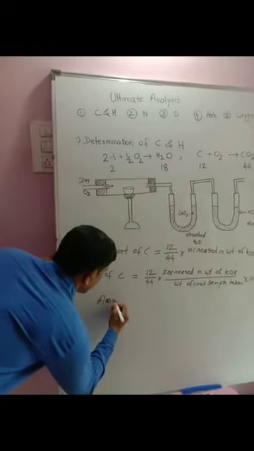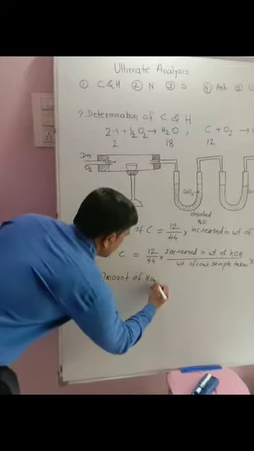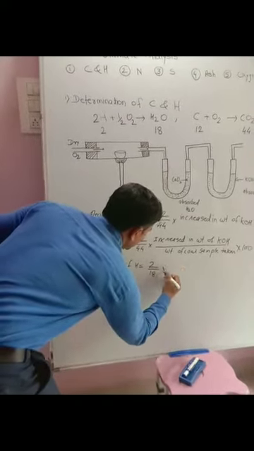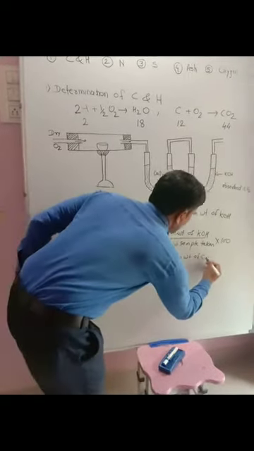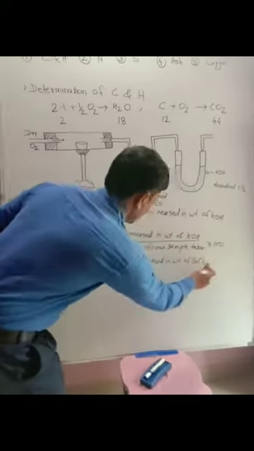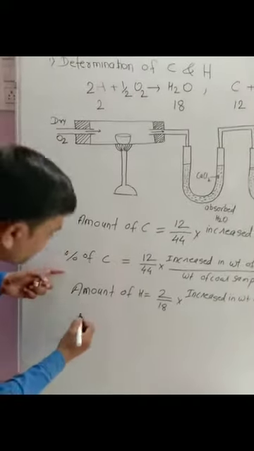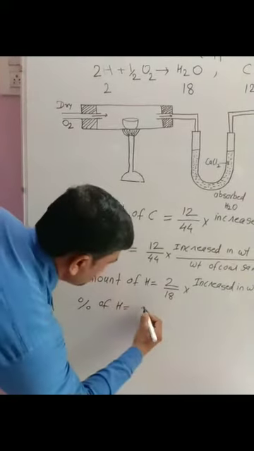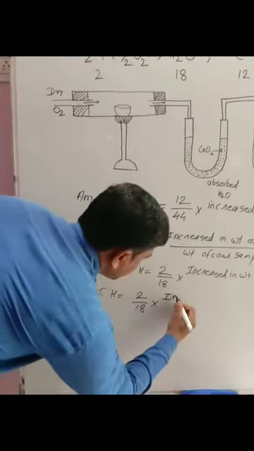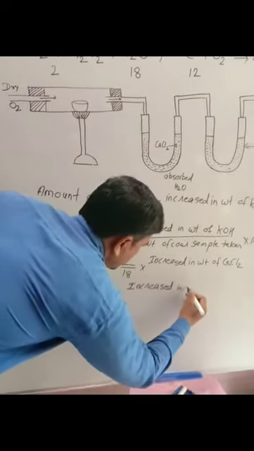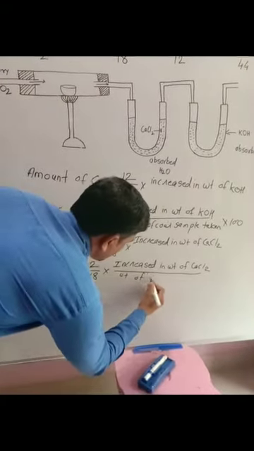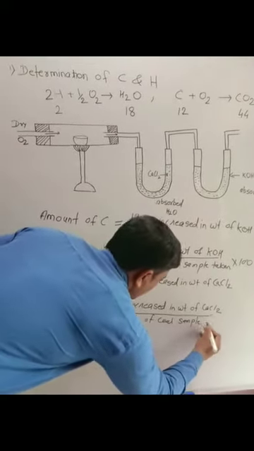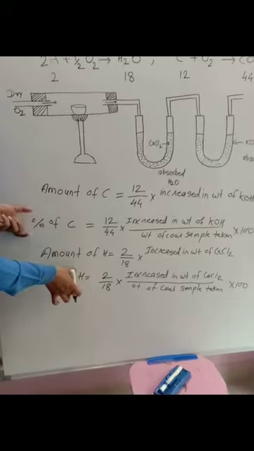That is, the amount of hydrogen is equal to 2 upon 18 into the increase in weight of calcium chloride. The increase in the weight of calcium chloride gives the amount of hydrogen in the coal sample. So the percentage of hydrogen is equal to 2 upon 18 into the increase in weight of calcium chloride upon the weight of coal sample taken into 100. In this manner, we can calculate the percentage of carbon and the percentage of hydrogen.